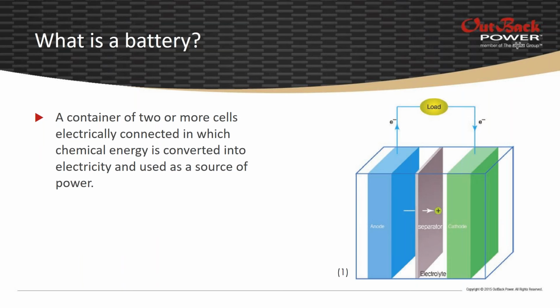First, what is a battery? In its most generic sense, it is a container of two or more cells that are electrically connected, in which chemical energy is converted into electricity and used as a source of power. If you bear with me for a brief history lesson, the battery has a pretty long history.